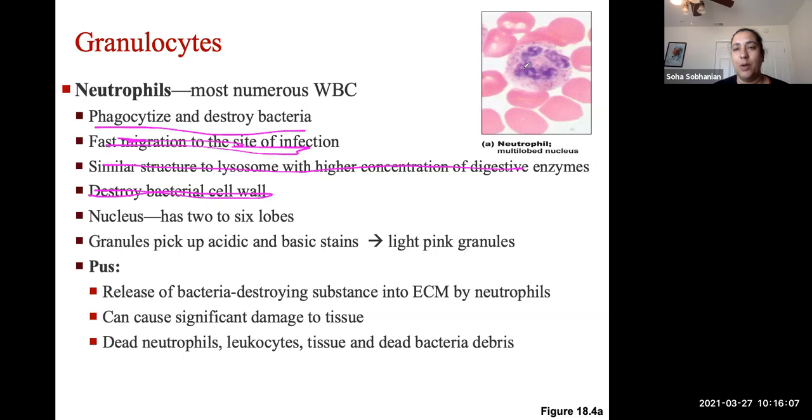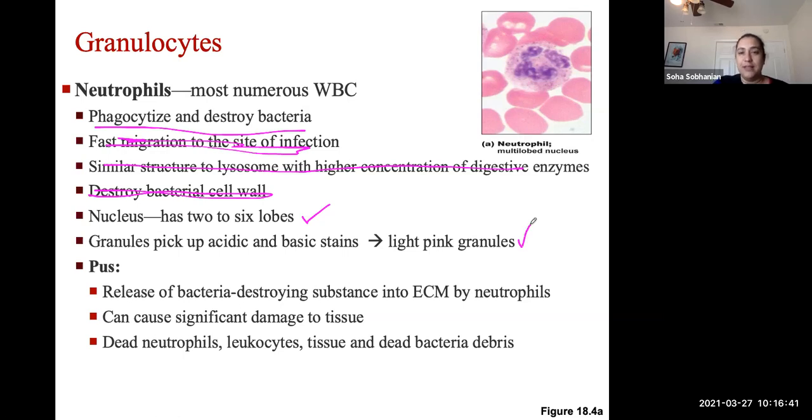If you look at this purple structure that's inside, this is your nucleus. See, it has 1, 2, 3, 4, 5, and 6 lobes. You can have as few as 2 lobes or as many as 6 lobes. That's a characteristic, so you do need to know this. The other thing you need to know is that these granules typically stain a light pink, which is what you see in the background. So you do need to know this.